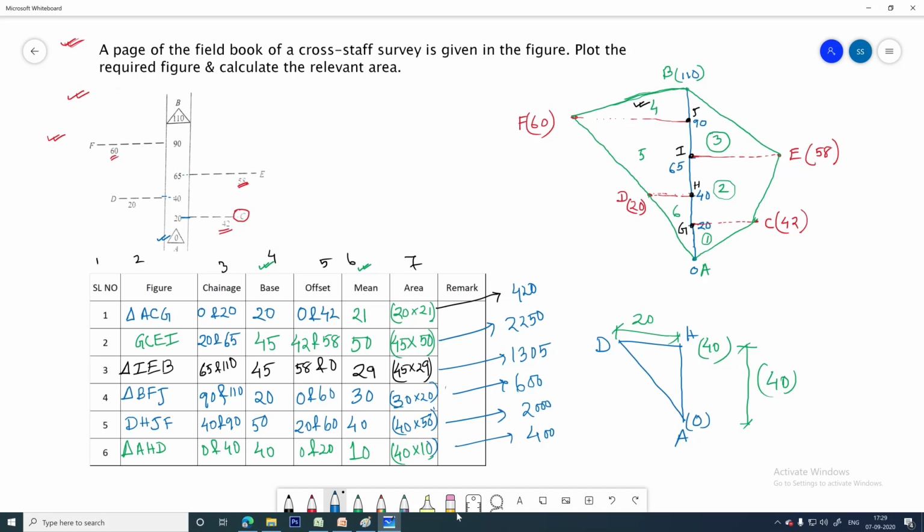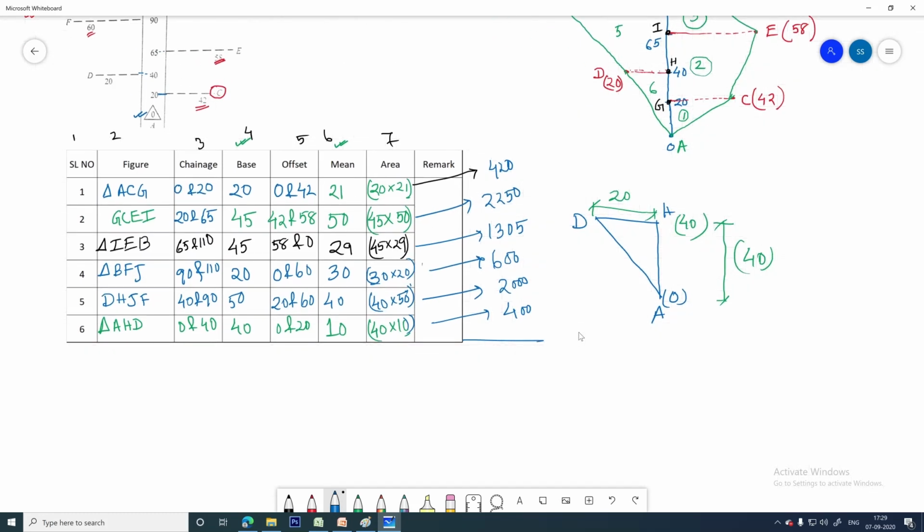So the total, if you make the summation of the total area, it will be 6975 meter square, because all the values are given in meter, okay. If you need to mention the units over here, you can also mention that these are basically in meter. This is also in meter.